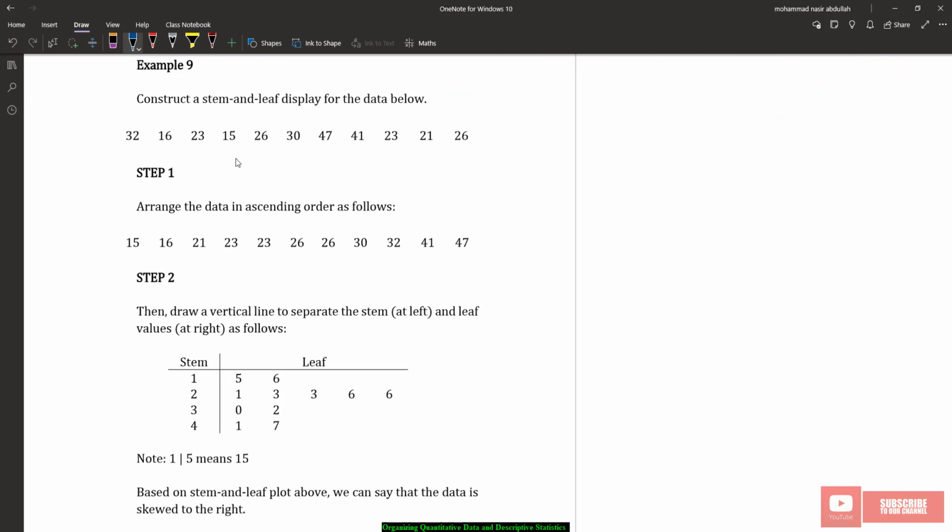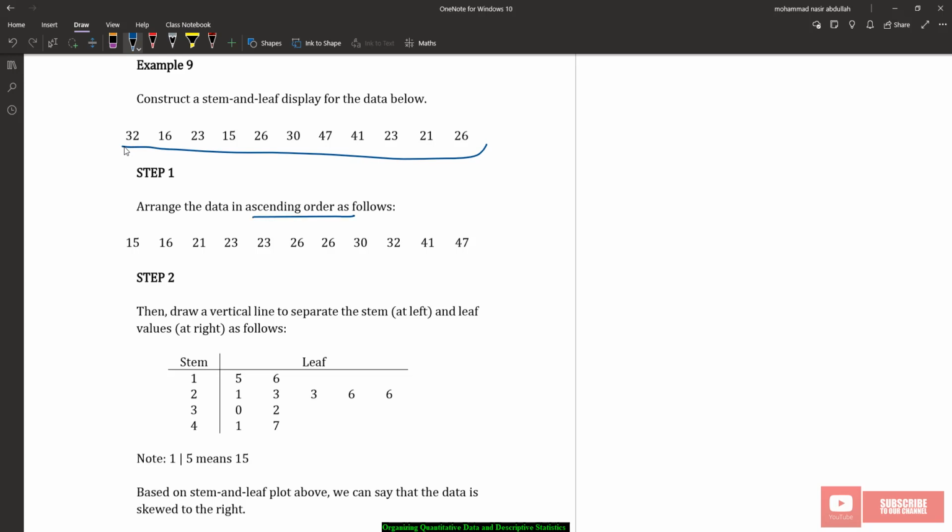Right, so now look at page number 56. This is how we construct the stem and leaf. We just need to know, this is ungrouped data. First, we need to arrange the data in ascending order.